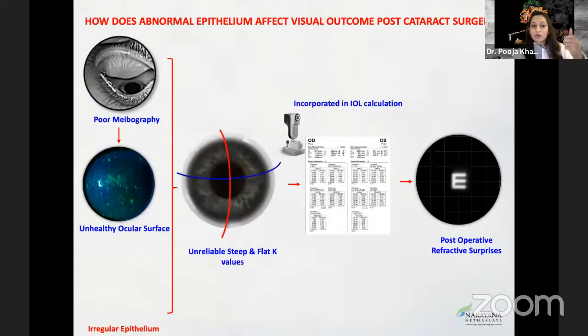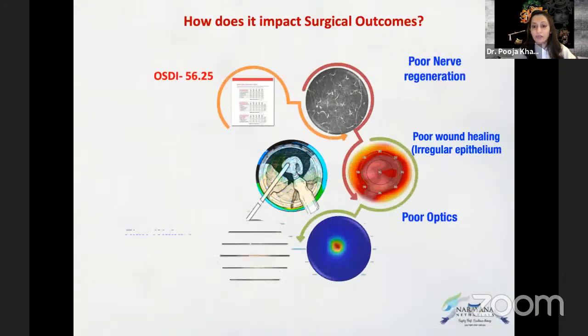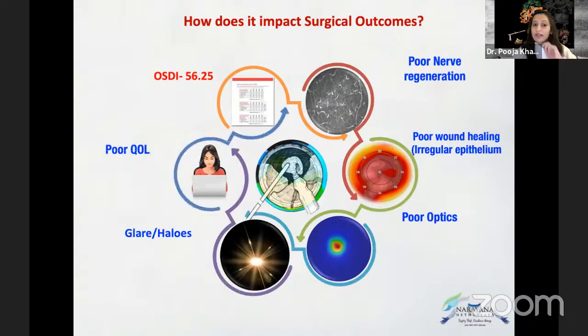So right now we are just looking at poor meibography and unhealthy ocular surface, which if we don't address, might be leading to unreliable steep or flat K values and poor quality of vision post-refractive surgery. But what we'll have to look further at is also the irregular epithelium for these patients, because that is also a point where we are seeing an unhealthy ocular surface, because an unhealthy ocular surface or epithelium can lead to a lot of glare and halos post surgery.